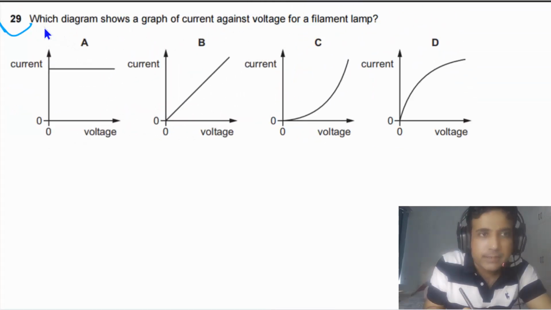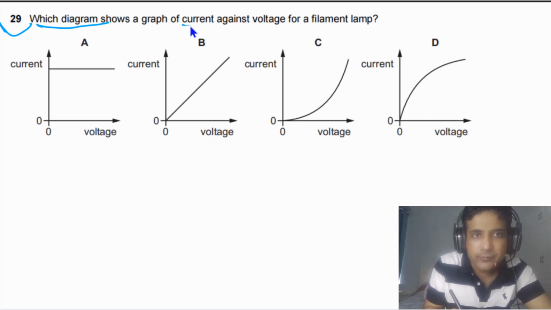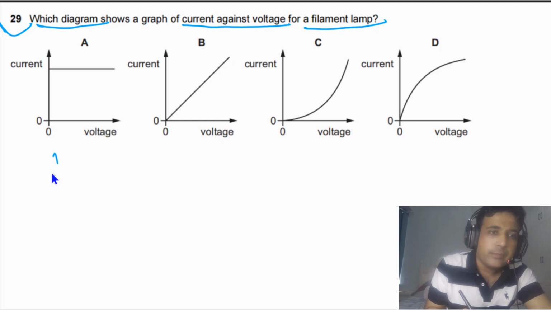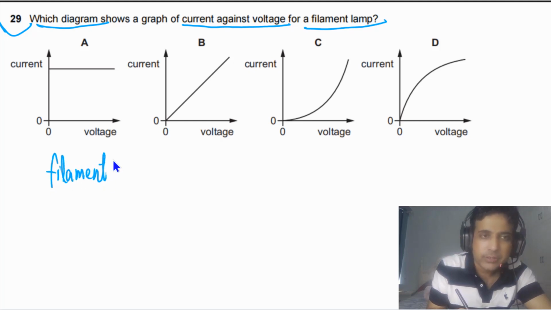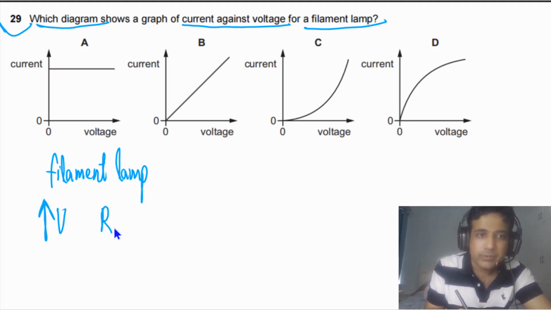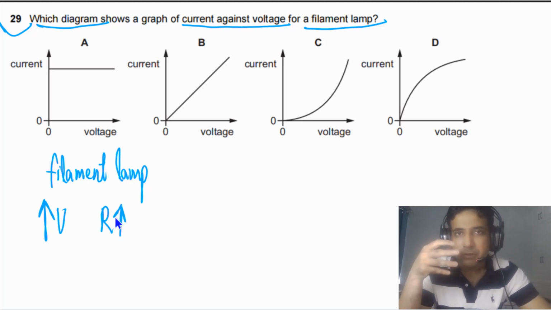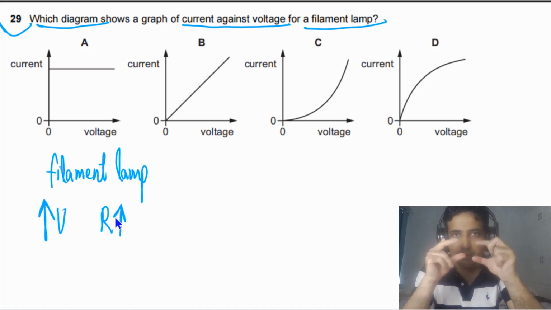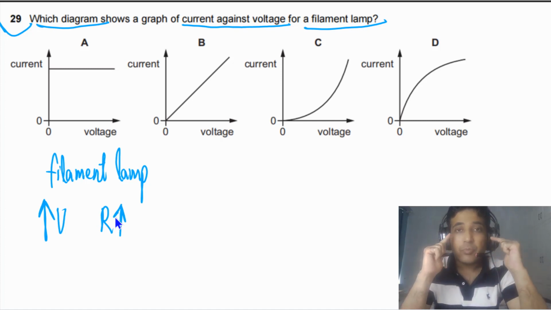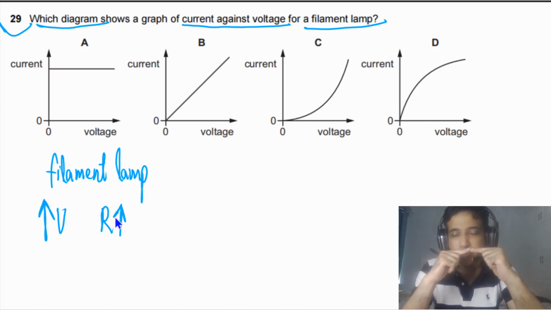Question number 29 says which diagram shows a graph of current against voltage for a filament lamp? For a filament lamp, we need to understand that as the potential difference across the filament lamp increases, the resistance of the filament lamp increases. It means if the PD across the filament lamp increases, the resistance also increases, because more electrical energy has been converted into thermal energy.